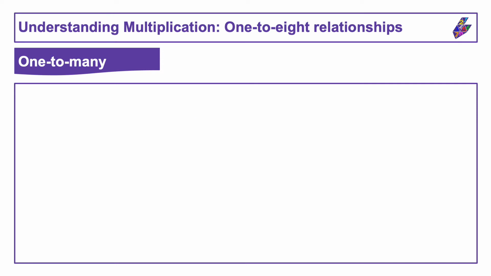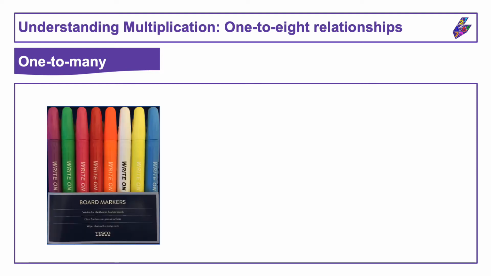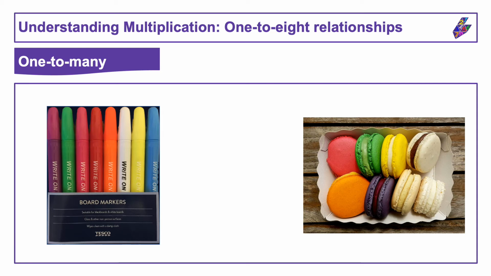Other examples include stationery, such as this packet of pens. One packet contains 8 pens. Or food packaged into groups, like these macaroons. There is one box, but 8 macaroons. So these both also have a 1-to-8 relationship.